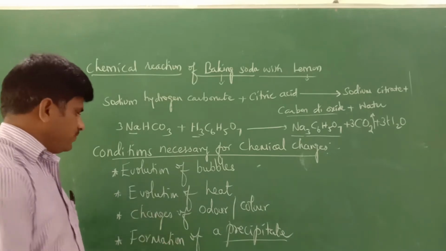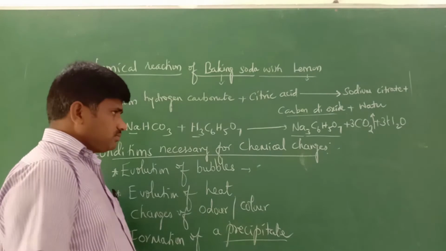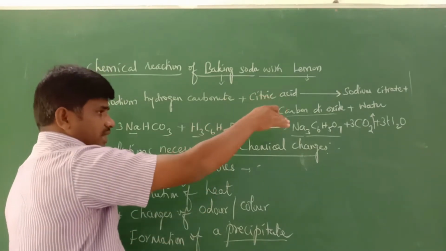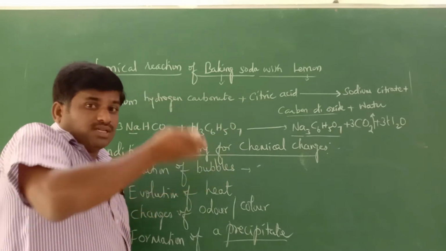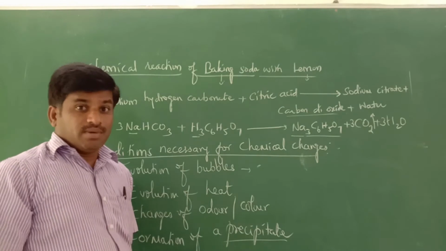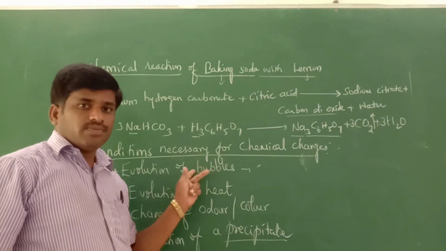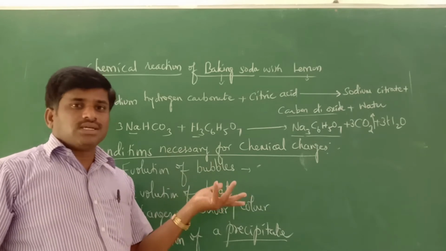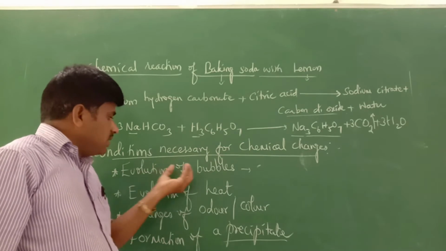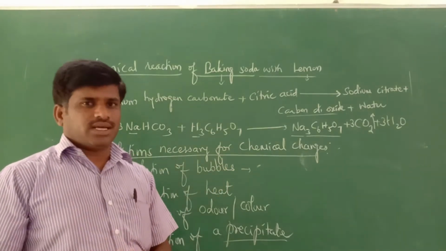Let's see one by one. Evolution of bubbles. In the earlier reaction, bubbles are released, no? Bubbles come out when lemon is mixed with baking soda. So this is the example. Whatever the reactions from which bubbles come, such reactions are called evolution of bubbles. Some chemical reactions take place like this.